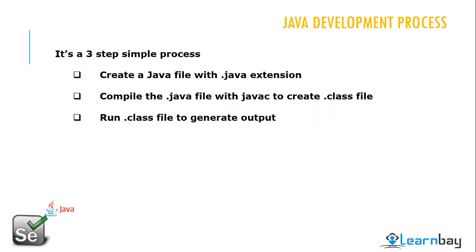We will try to understand the Java development process, which has very simple three steps. We will create a Java file with a .java extension. Then we will compile the Java file to a .class file. We will use something called javac. And then we will run the class file. That's all. It is a very simple three-step process to run any program. So we will try to compile this.